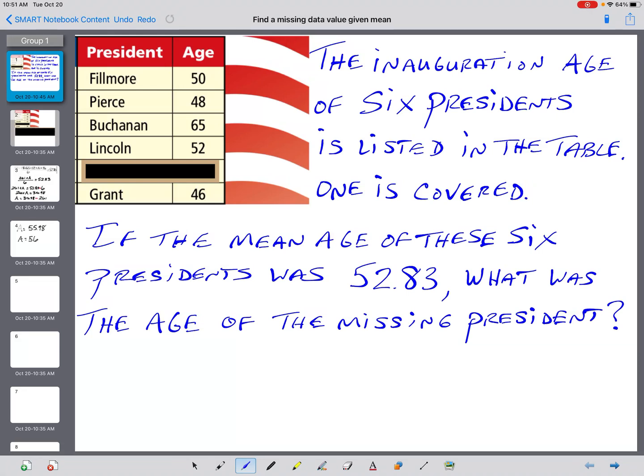In this video, you're going to learn how to find a missing data value given the mean, or the average. It says that the inauguration age of 6 presidents is listed in the table. One is covered. If the mean age of these 6 presidents was 52.83, what was the age of the missing president? So how do we go about doing this?